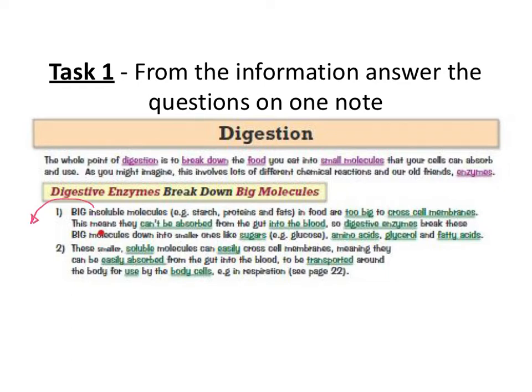So if soluble means it can dissolve, insoluble means it can't dissolve. Examples of them are starch, proteins and fats in our food, and they're too big to cross the cell membrane. This means they can't be absorbed from the gut into the blood. So digestive enzymes break these big molecules down into smaller ones like sugars, and our scientific word for sugar is glucose, amino acids, and glycerol and fatty acids. These smaller soluble molecules can easily cross the cell membrane, meaning they can be easily absorbed from the gut to the blood to be transported around the body for use by the body cells, for example in respiration.